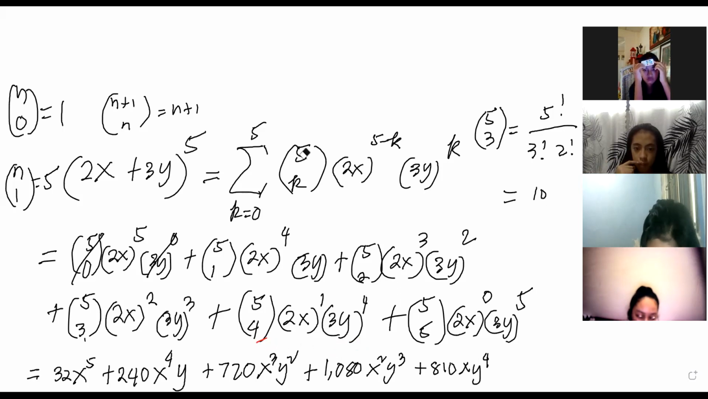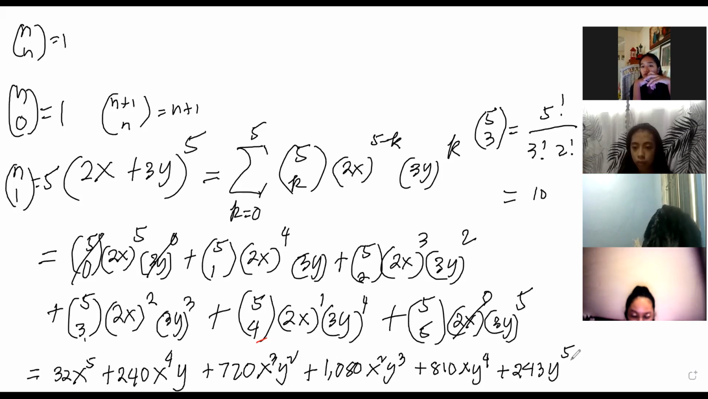Okay, and for the last term, if you can see here, this is 5 taken 5. As I mentioned a while ago, n taken n is just equal to 1. So this is just 1. Any number raised to 0 is also 1. So your answer will be 3y raised to 5. What is 3y raised to 5? 243y raised to the 5th power. And that is now our answer. Okay?